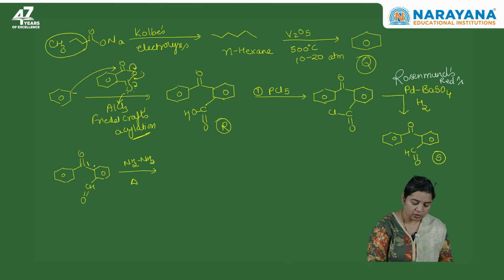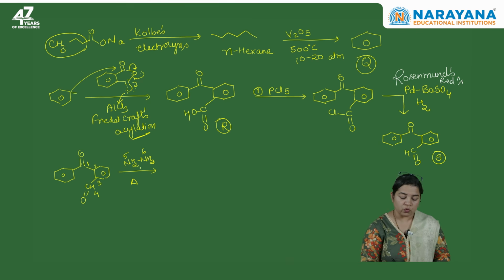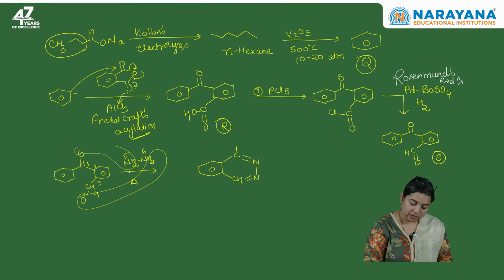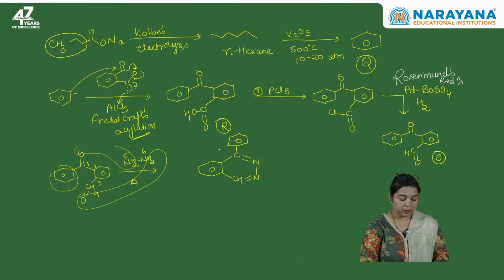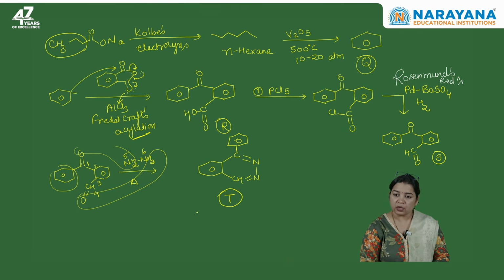So 1, 2, 3, 4 carbons, 5, 6. One NH2 will add here, the other will add here like this. So what will I get? Let me check. As we said, this carbon will combine with this nitrogen, the CH will combine with this nitrogen, and this carbon will continue to have this Ph. So we will have this Ph here. And is any name assigned to this structure? Yes, T is assigned to this structure.